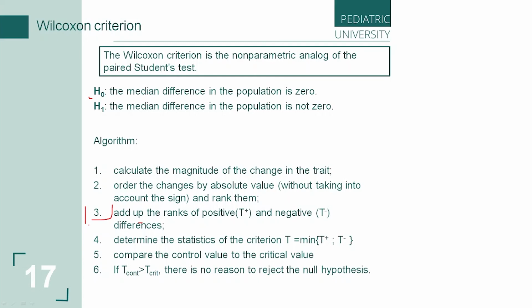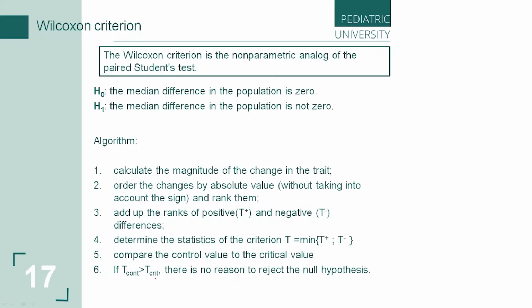We compare this criterion statistic to the critical value, and if the criterion value is less than the critical value, we reject the null hypothesis. If the criterion value is more than the critical value, there is no reason to reject the null hypothesis. So we can say we accept the null hypothesis.